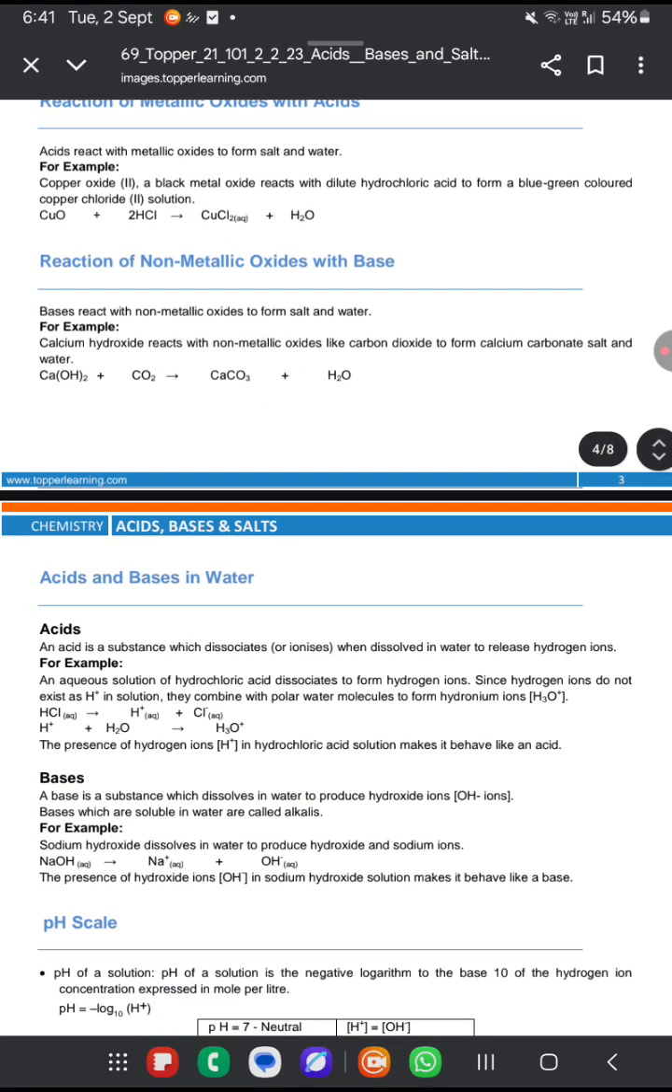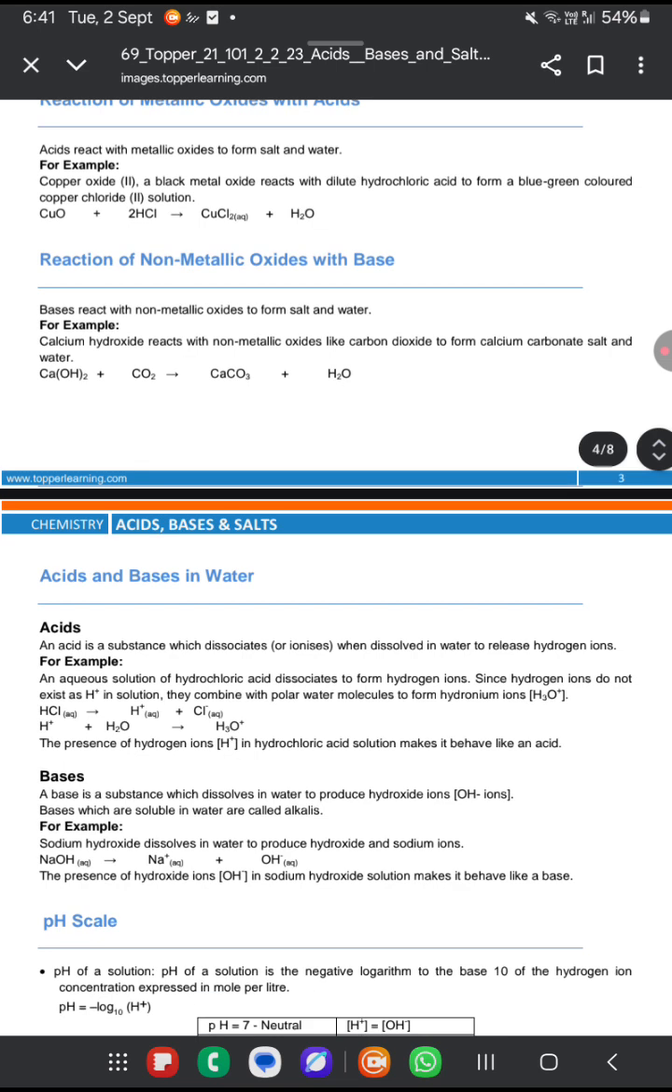Calcium carbonate plus water. Acid and base in water. An acid is a substance which dissociates or ionizes when dissolved in water to release hydrogen ions. For example, an aqueous solution of hydrochloric acid dissolves to form hydrogen ions.